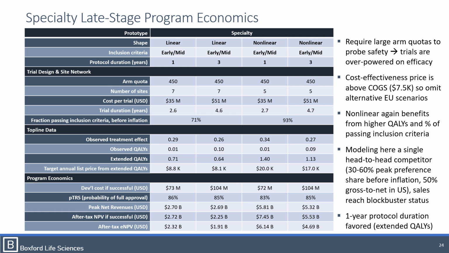In nonlinear disease, we find the same kind of advantages that we saw before, where more patients pass inclusion criteria when we restrict it to early and mid phase, and we see greater credit in quality adjusted life years because we're effectively able to initiate treatment earlier. And so the effect of both of those is to give us significantly higher peak net revenues and expected net present value for the nonlinear disease relative to the linear disease, with otherwise similar types of assumptions commercially.